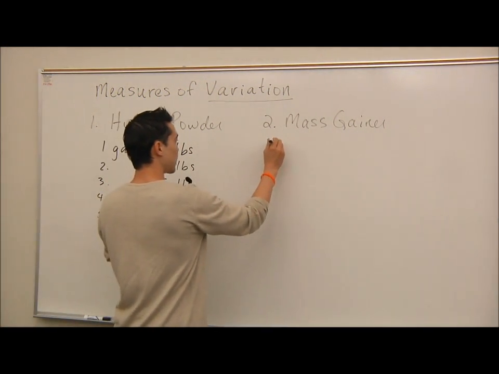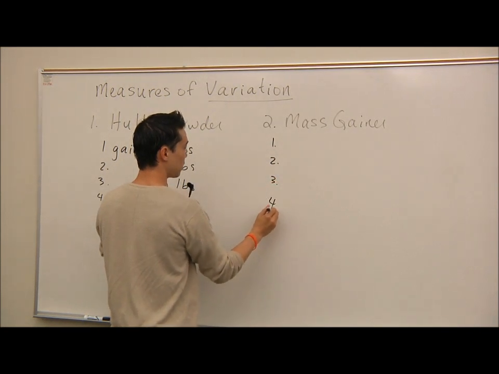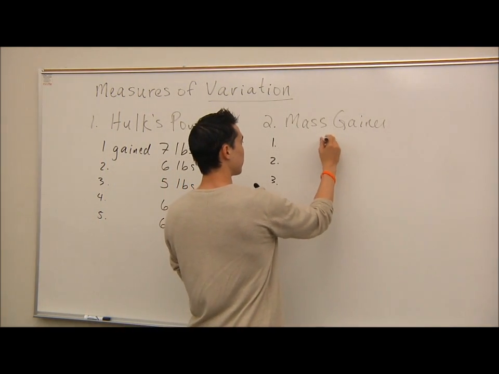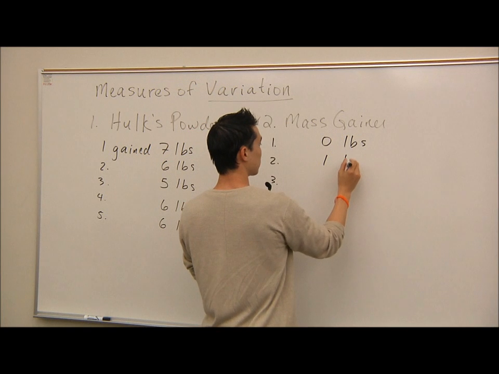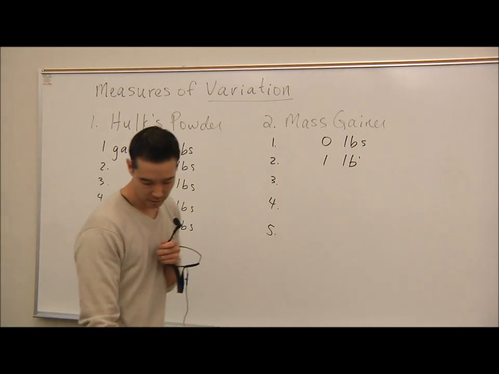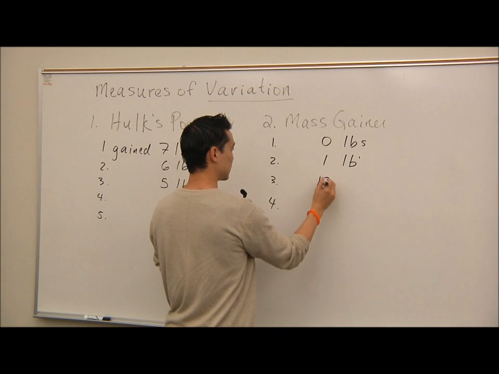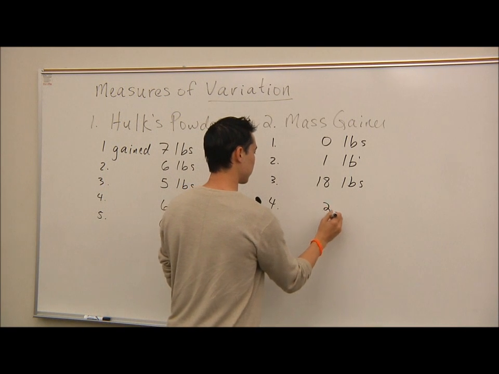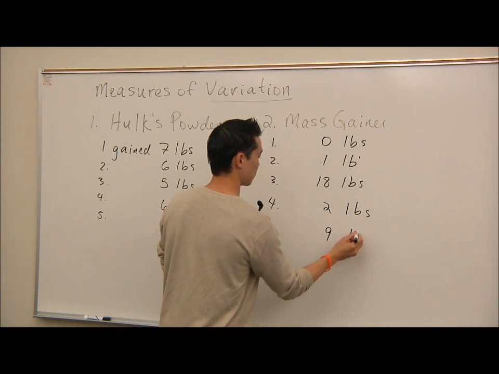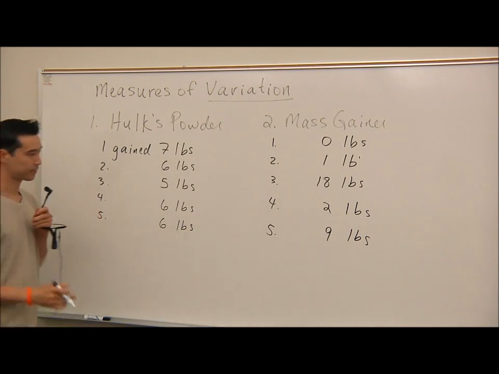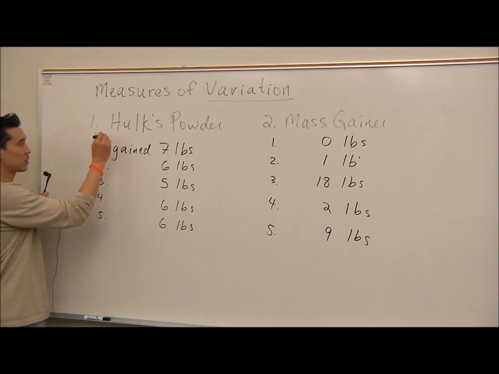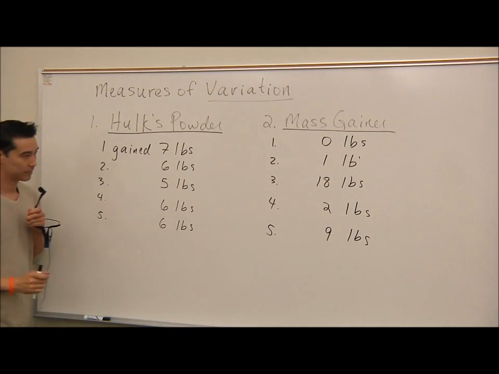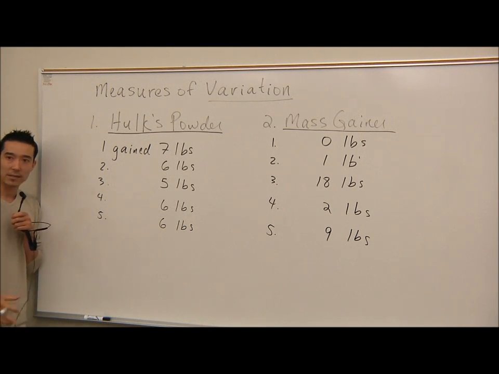Now let's go over here and look at Mass Gainer. Again, we have a small little sample here, 5 people. The first person was 0. Second person was 1 pound. Third person was 18 pounds. And the fourth was 2, and the fifth was 9. Okay? So Hulk's powder people versus Mass Gainer people. All right, so this is my data.